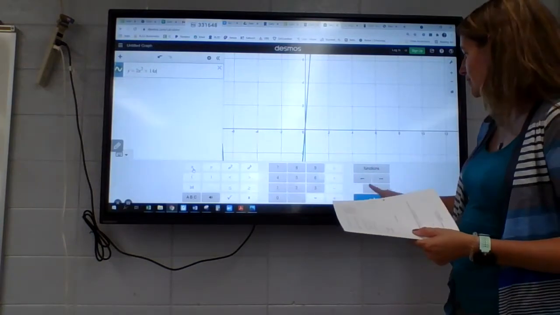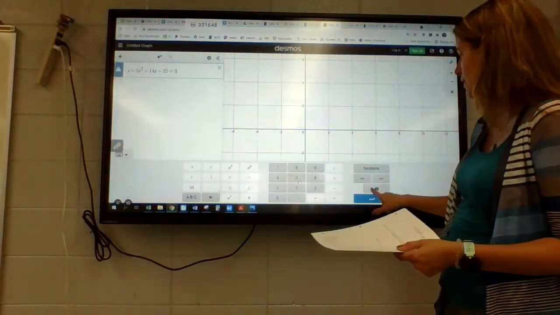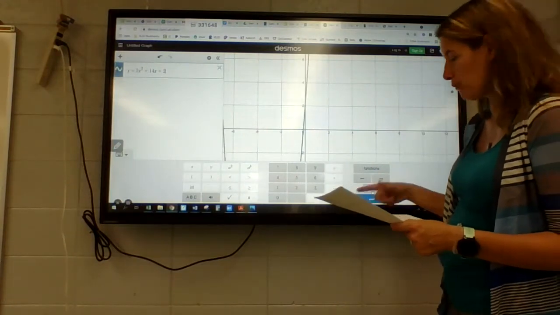This is not easy to do until you get really comfortable with it. Even right now, like I said, I'm kind of clunky with it because I haven't used it recently.